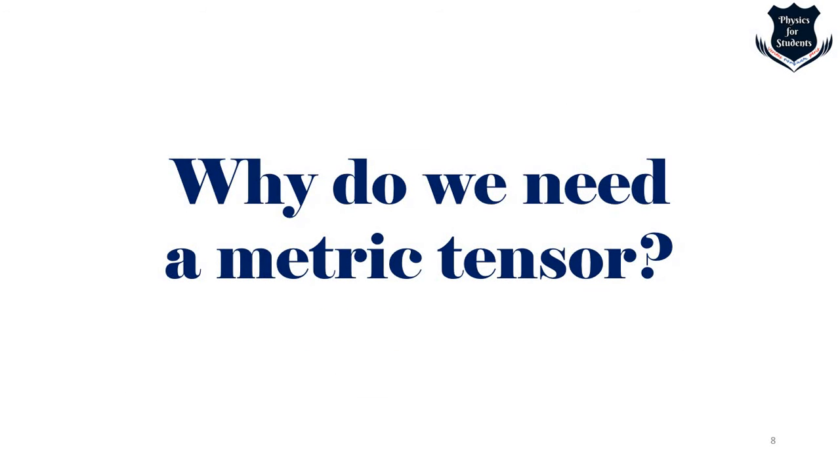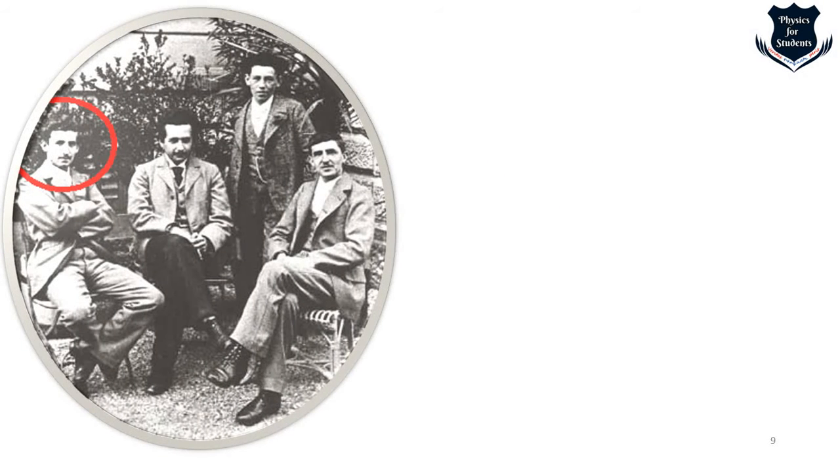Okay, now the question is why do we need a metric tensor? Now when I say why do we need it, we need to go a little bit back into the history of mathematics, or the history of development of tensor. Now you see, I have shown here a figure, Albert Einstein sitting in the middle with some of his friends. If you can identify, on the left hand side of Einstein, this red mark, this is his friend Marcel Grossman.